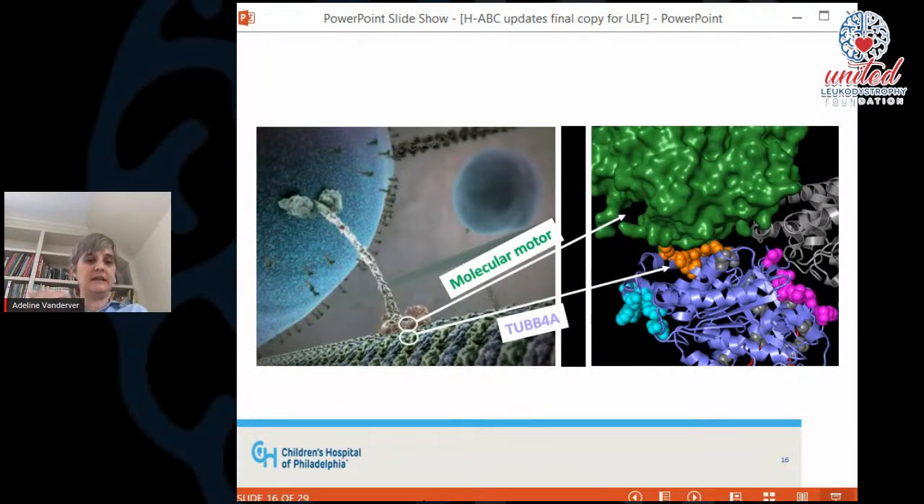And so it's likely that these processes of moving things around within the cell are particularly important to certain brain cells, and that may be why brain cells are more likely to be affected by TUB4A mutations, or certain types of brain cells are more likely to be affected. The TUB4A is only one of many kinds of tubulins, and other types of tubulins are important in other parts of the body. Okay, next slide, please.